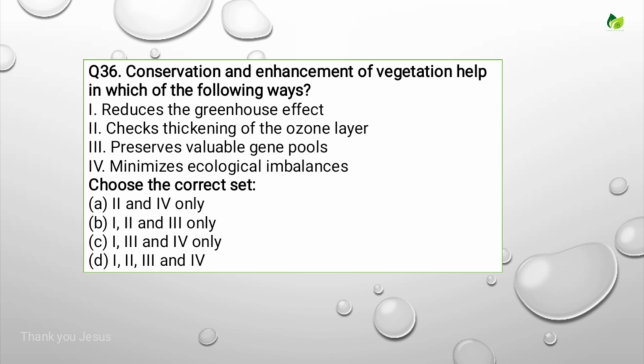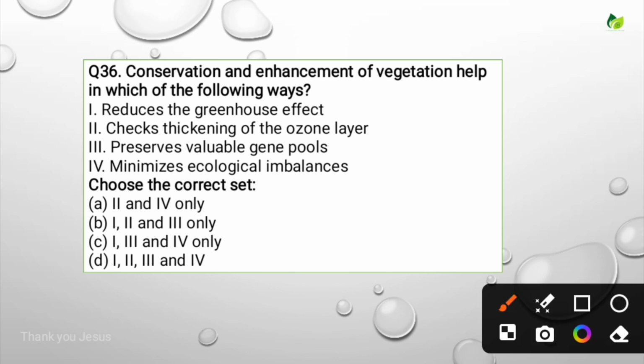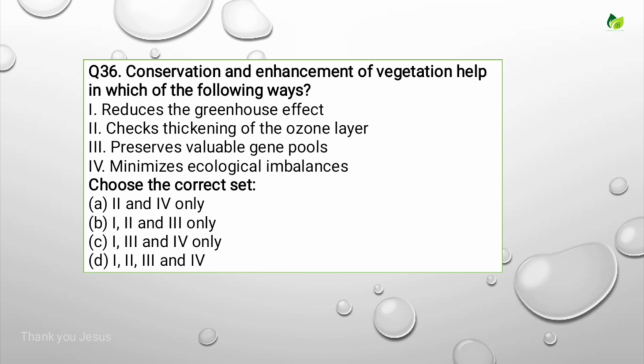So conservation and enhancement of vegetation help in which of the following ways? Options are reduces the greenhouse effect, checks the thickening of the ozone layer, preserves valuable gene pools, minimizes ecological imbalances. So you have to tell the correct statements. Among them, the correct statements are 1, 3, 4. Those three statements are correct. Let's see the next question.